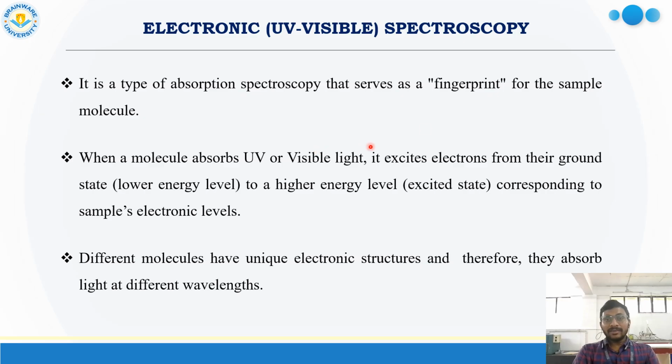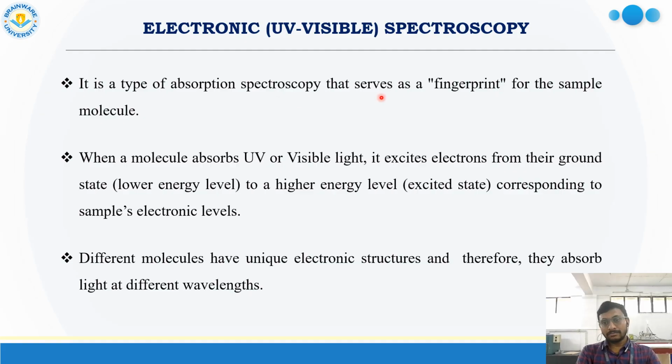Now we are going into the topic of electronic or UV visible spectroscopy. The term electronic comes from the presence of electronic levels in molecules. It is also called UV visible spectroscopy, because the electromagnetic radiation corresponding to these electronic levels lies in the ultraviolet visible region. That is why it can be called either electronic spectroscopy or UV visible spectroscopy. It is a type of absorption spectroscopy, which means we measure the absorbed light.